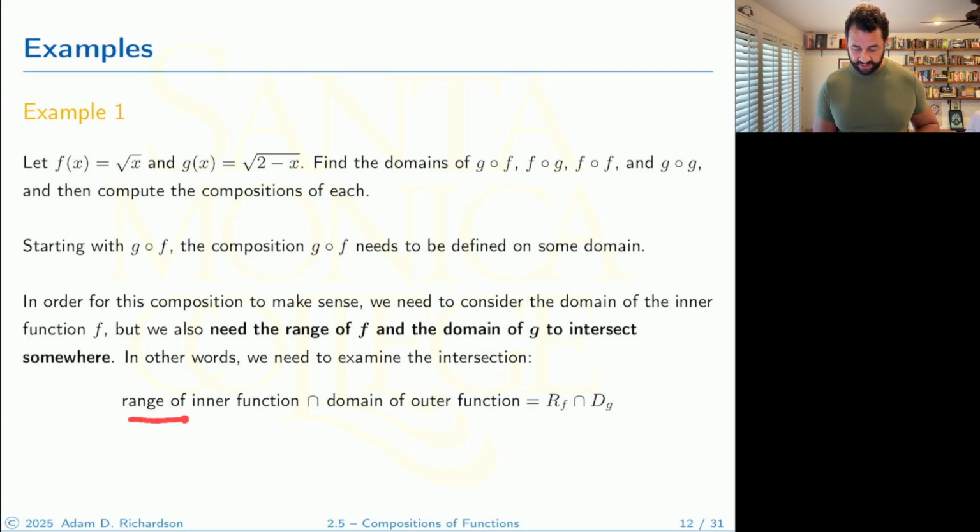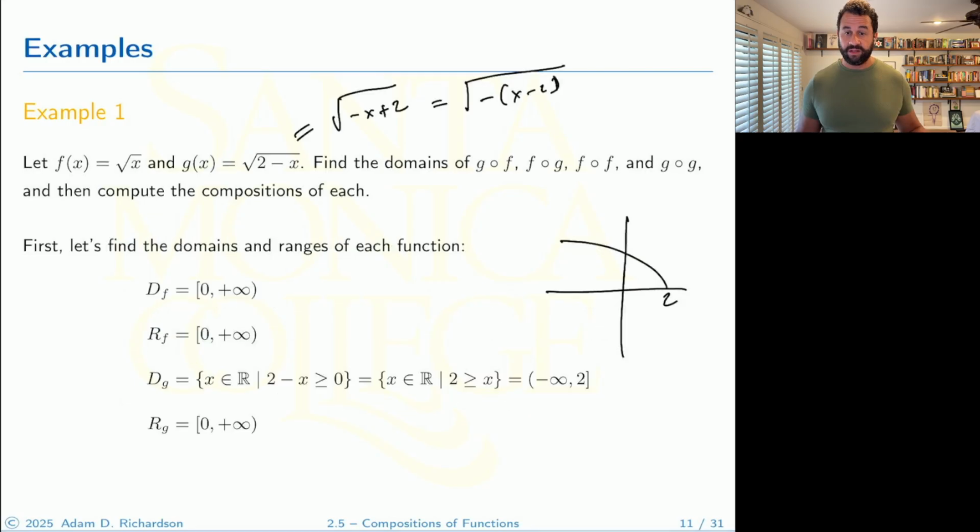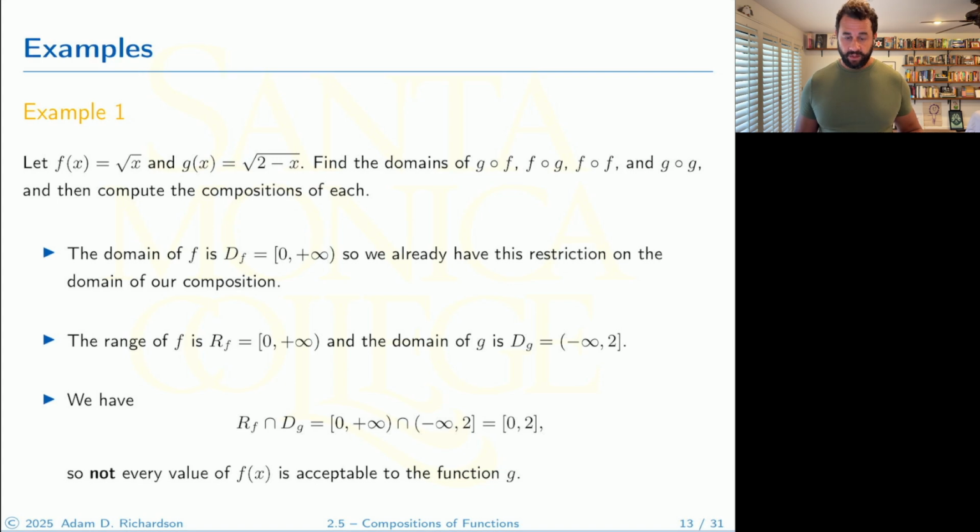You need to look at the range of the inner function intersected with the domain of the outer function. In other words, for this one, it's range of f intersected with domain of g. Luckily, we calculated all those, so we can compute that intersection. Here we go. First of all, the domain of f is already 0 to infinity, so we have that restriction already. Now we're going to intersect the range of f and the domain of g, and we know how to do that computation now. Range of f intersected with domain of g is the intersection of these two intervals, which is 0 to 2.